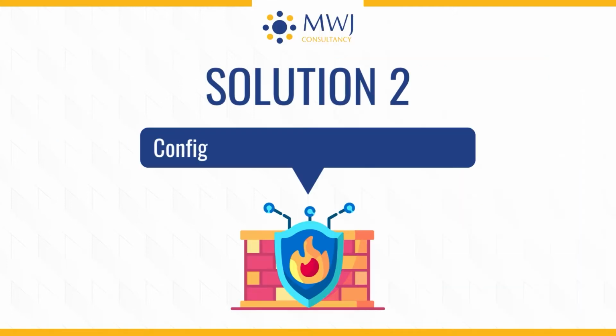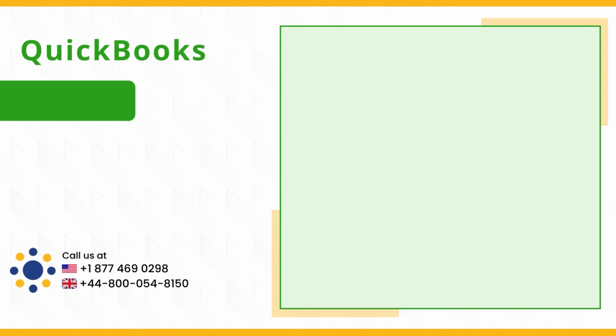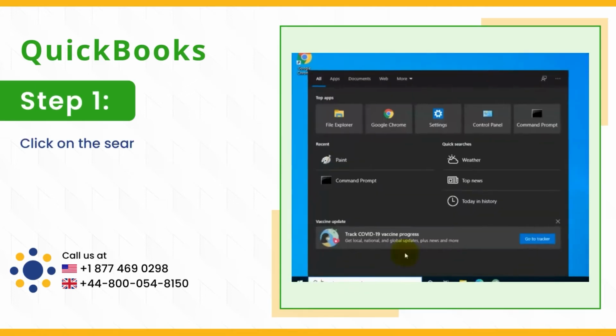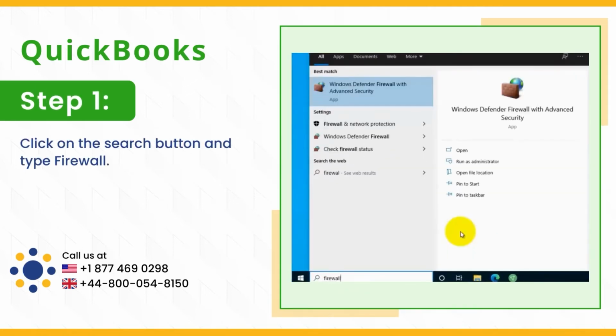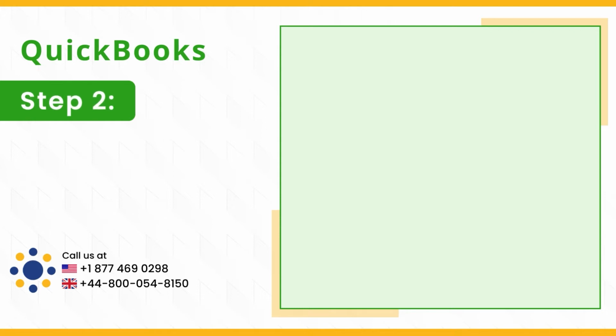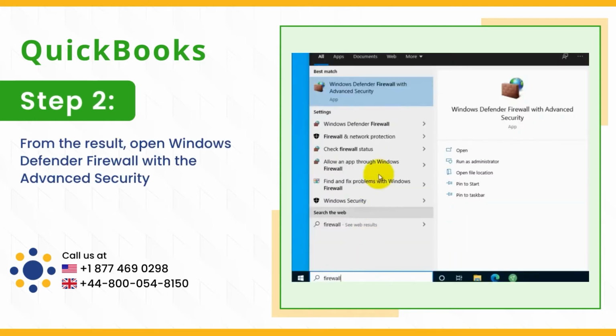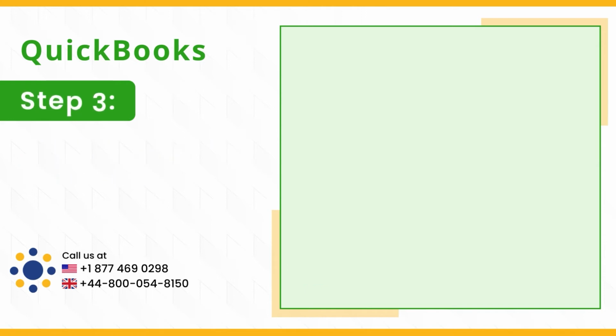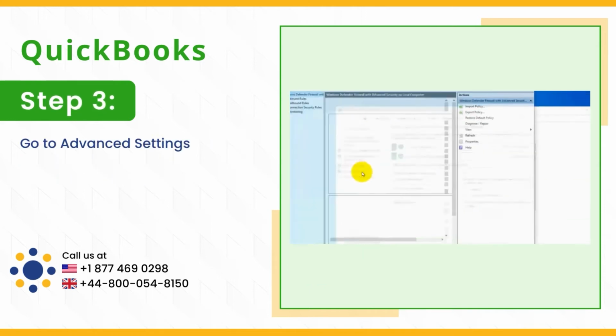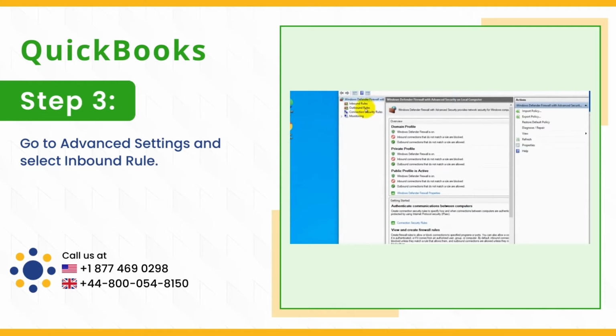Solution 2. Configure Windows Firewall Settings. Step 1. Click on the Search button and type Firewall. Step 2. From the result, open Windows Defender Firewall with the Advanced Security app. Step 3. Go to Advanced Settings and select Inbound Rule.